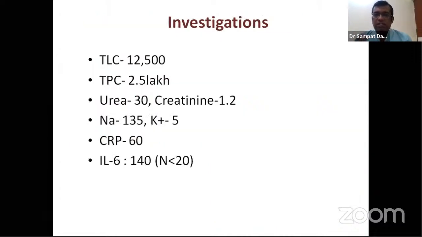So the investigations were done. The TLC is 12,500. The platelet count is within normal range. Urea and creatinine normal. Potassium a bit high.